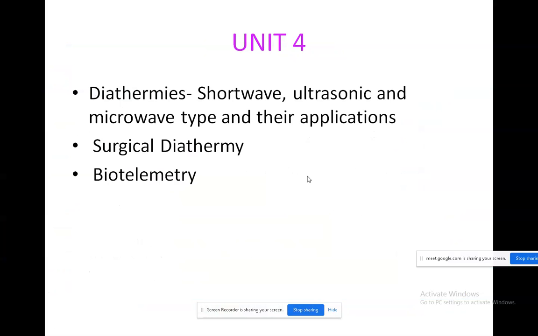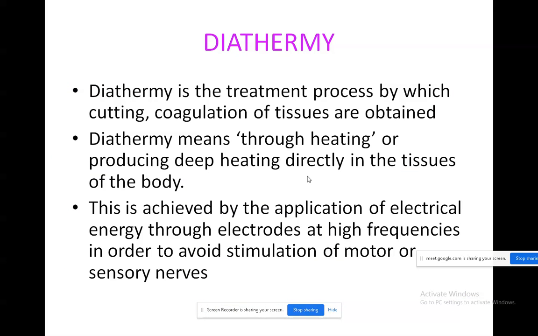So unit 4. Under unit 4, diathermy and its types as well as biotelemetry. Diathermy is the treatment process by which cutting and coagulation of tissue are obtained. Diathermy is nothing but a heating process, deeply heating the tissues of the body. You are able to cure the cutting space in the body. This is achieved by the application of electrical energy through electrodes at high frequency in order to avoid stimulation of motor or sensory nerves.